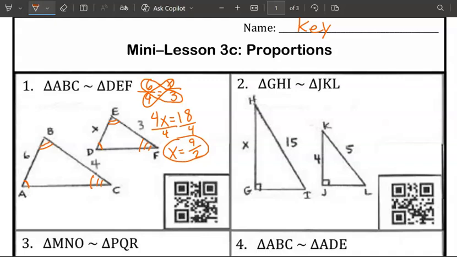On the second one, we have triangle GHI is similar to triangle JKL. All right, so G is going to go with J. Looks like they're both right angles. All right, H is going to go with K. And I is going to go with L.